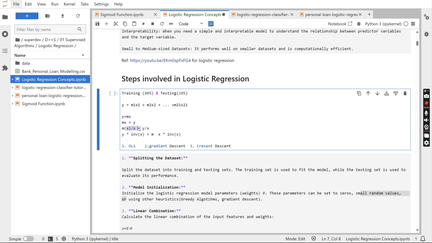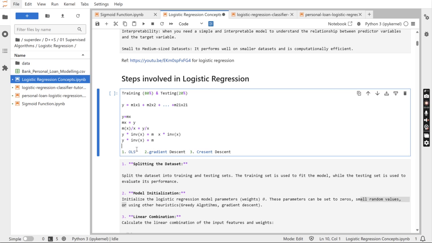Now the same way, instead of dividing by x, I will multiply by the inverse of x. Here also I will do the same thing: x is there, I will multiply by the inverse of x on both sides. This way you can get rid of x into x inverse on one side. You will get only m. Here you will get y into inverse of x. So in the next step, this equation will become this.